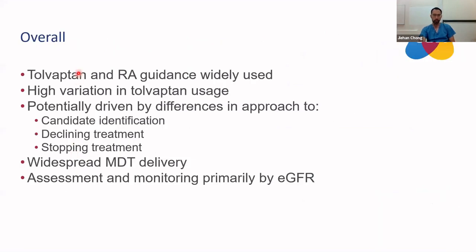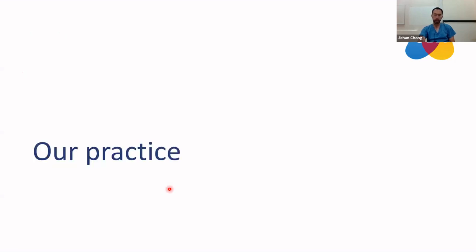Overall from the survey, we can see that Tolvaptan and the Renal Association guidance are both widely used, but we do know that there is wide regional variation in Tolvaptan use. Given the variation in responses to the survey, I wondered if these regional differences might be contributed to by differences in how people are identifying candidates, the rate at which their patients decline treatment, and differences in stopping treatment, potentially due to differences in how side effects are being managed. MDT delivery appears to be widespread, and eGFR is the commonest way people are assessed for treatment as well as monitored on treatment. So that's what I know about the UK.